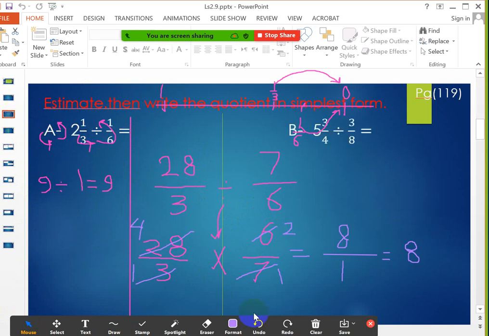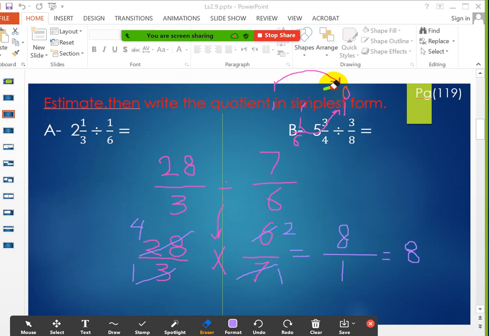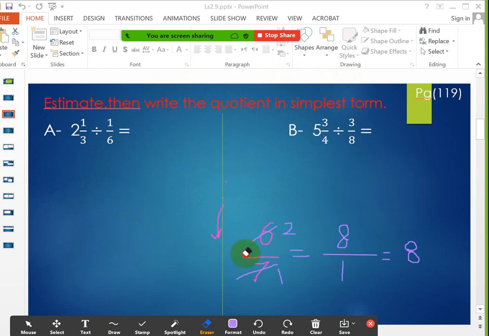Okay, I will erase those numbers. So I have here 2 exercises. Now exercise A, 2 and 1 over 3 divided by 1 over 6.